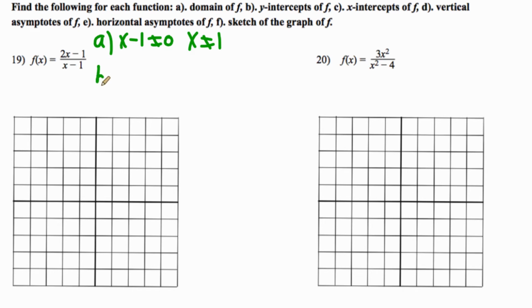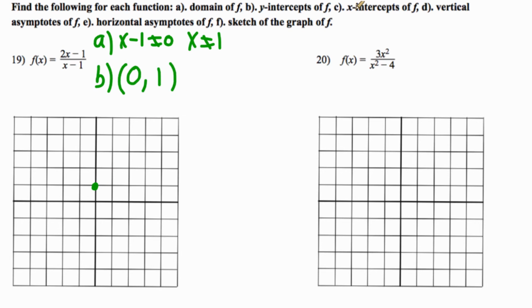asymptote. For part B, in order to find the y-intercepts, we're going to plug in a 0 for our x value. When we do that, on top, 2 times 0 is 0, and 0 minus 1 is negative 1. If we plug in 0 on bottom, we also get negative 1, and negative 1 divided by negative 1 is positive 1. So I'm going to plot that point out, 0, 1. There's our y-intercept right there.